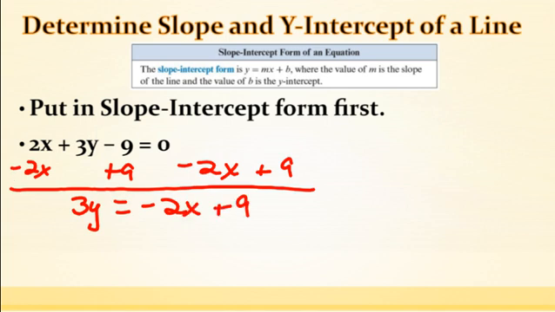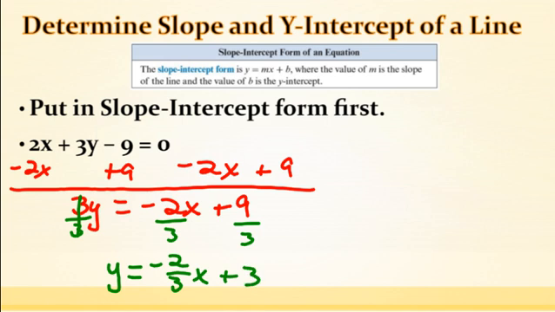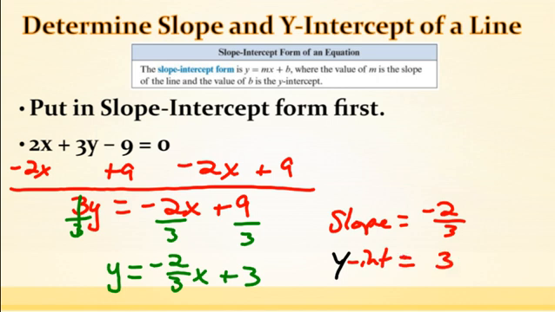And then our final step is to get y completely by itself, so I'm going to divide by 3. So divide both terms by 3. So my equation would be y equals -2/3 x plus 3. Now we can identify our slope. So our slope is -2/3, and our y-intercept is a positive 3. So it makes it easier if you put your x term first and then your y term when you go from standard form to y-intercept form.